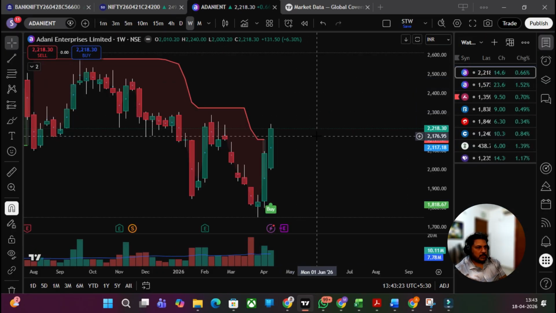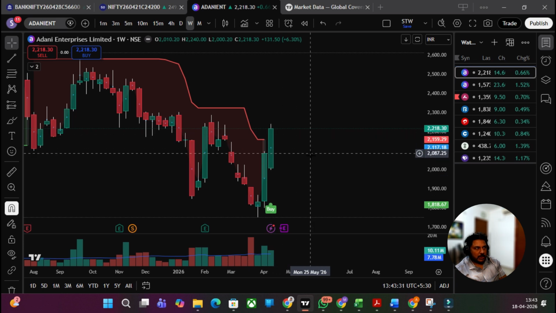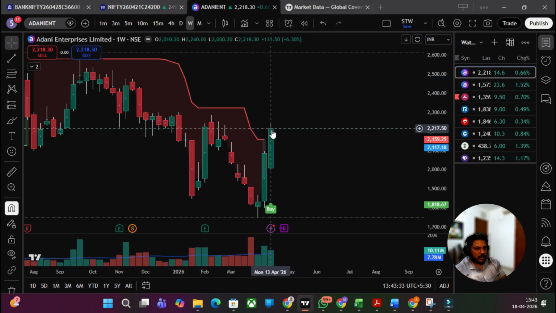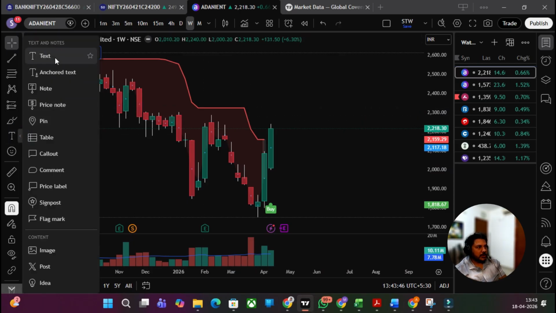I can just show it to you as an example. So Adani Enterprises, 1 week chart, this candle has formed this week. So Adani Enterprises has given you an entry. So this week's opening, you can buy this stock, and the stop loss is about 1818. Now, how much quantity to buy? Okay, so let's see the rules for the quantity also.